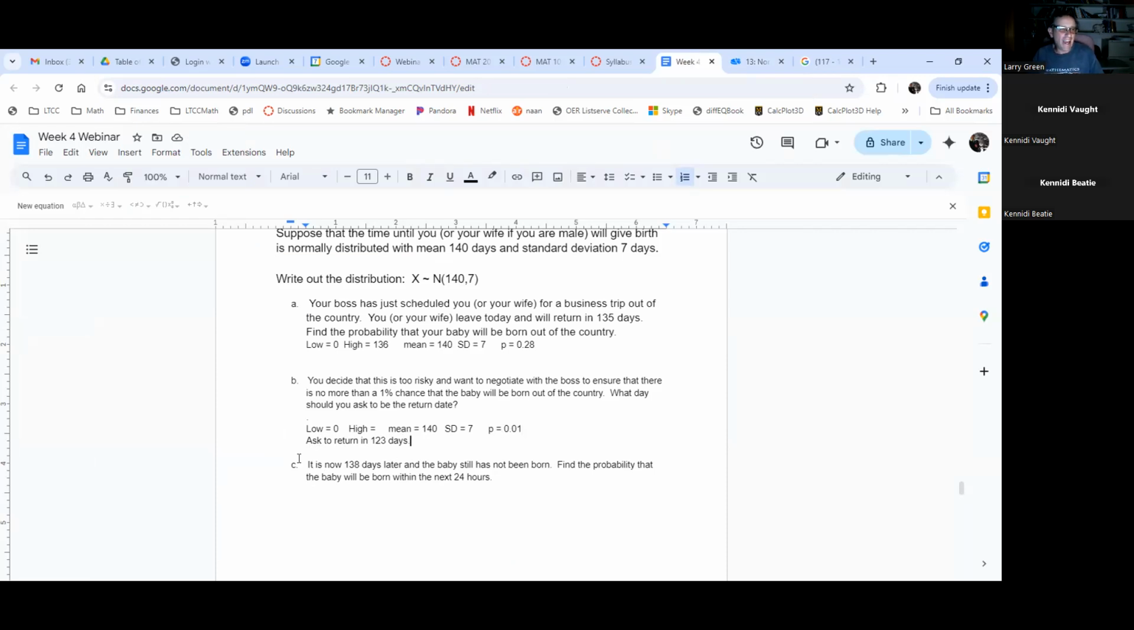So part C is, it's now 138 days later, and the baby still has not been born. Find the probability the baby will be born within the next 24 hours. So now you're given some information. The baby hasn't been born yet. This is a given problem. So this is the probability that it's in the next 24 hours. That's between day 138 and 139. 138 is less than X is less than 139.